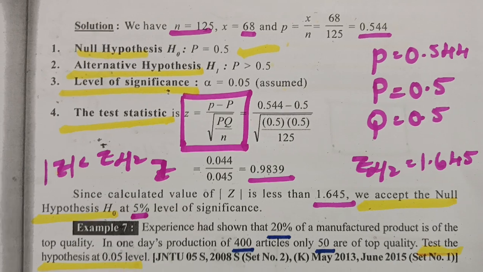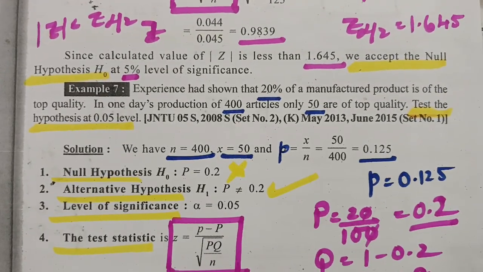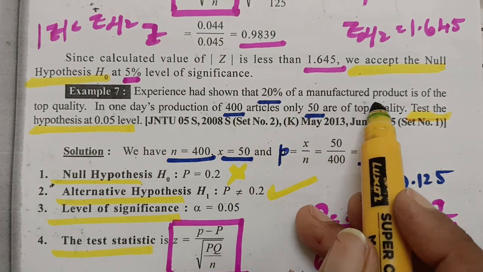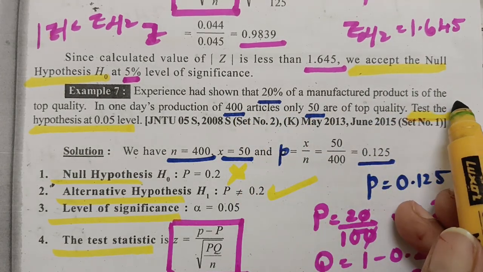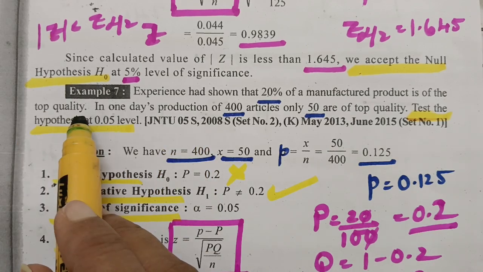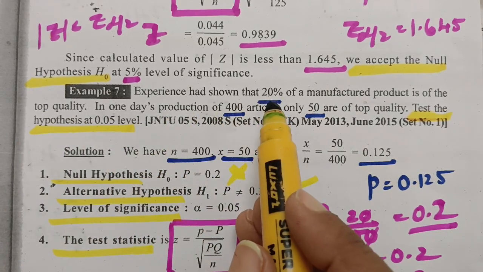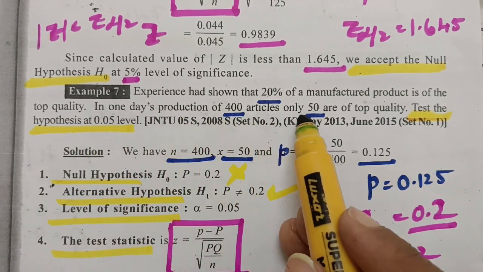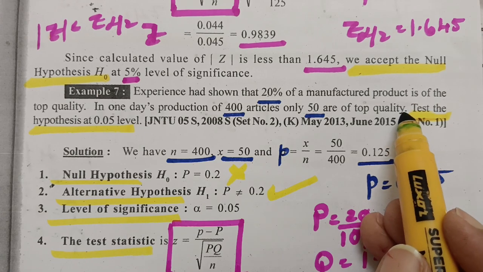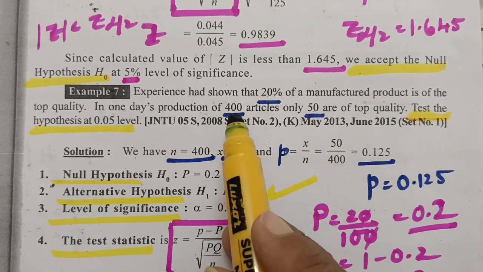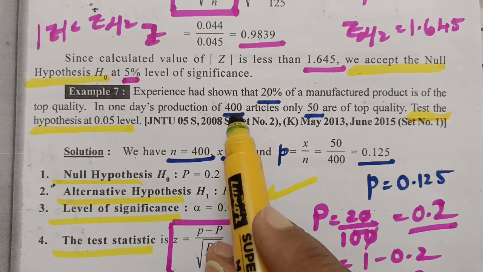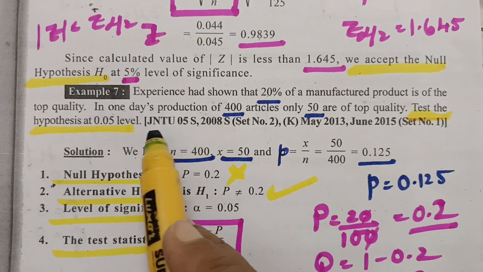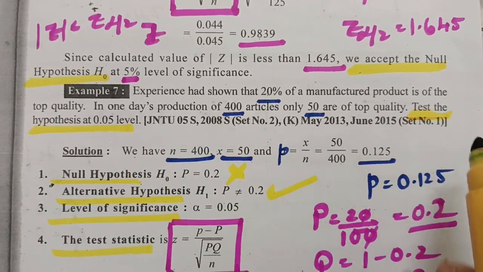of significance. And next, coming to the 7th question here, the experience had shown that 20% of the manufactured products is of top quality. So here 20%, the population here, capital P is given as 20%. In one day's production of 400 articles, only 50 are of top quality. So here X is equal to 50 and next one, N is equal to 400. Test the hypothesis at 0.05 level of significance. So this is most important.